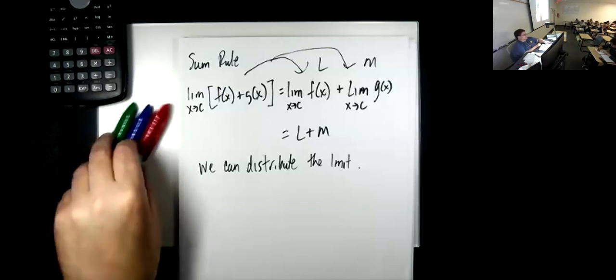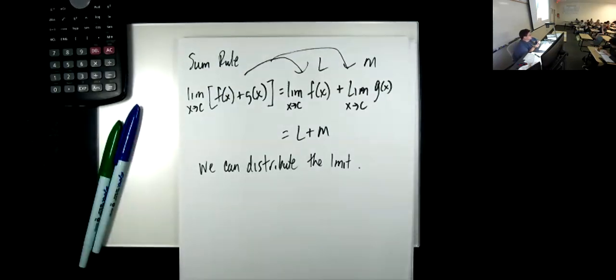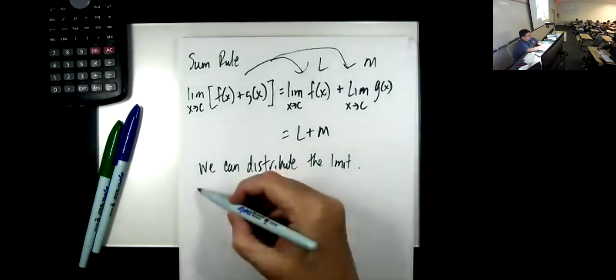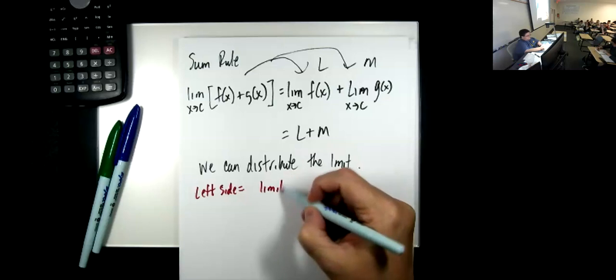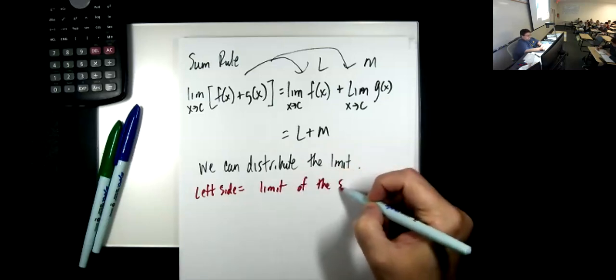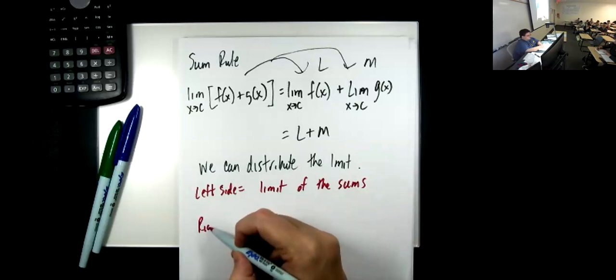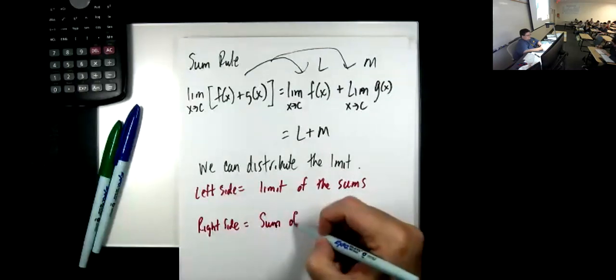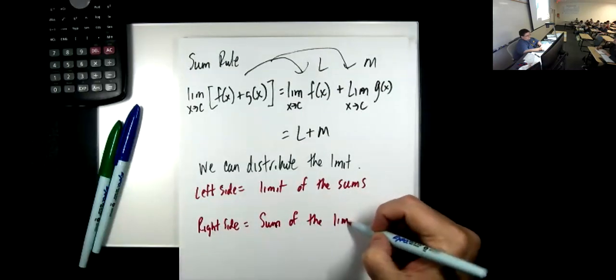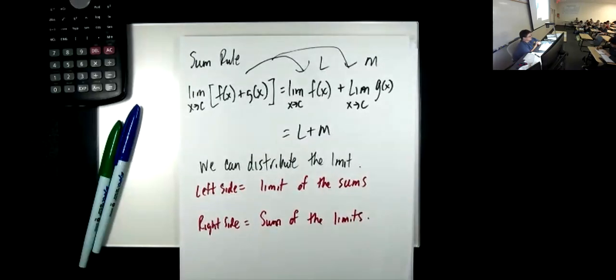And before I switch back to show the other thing, there's a handy way to remember all of this. Every single rule, the left side is the limit of the sums, and the right side is the sum of the limits. So you can take the limit of the sums and that has to equal the sum of the limits.